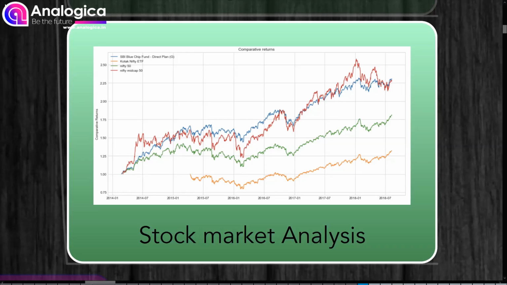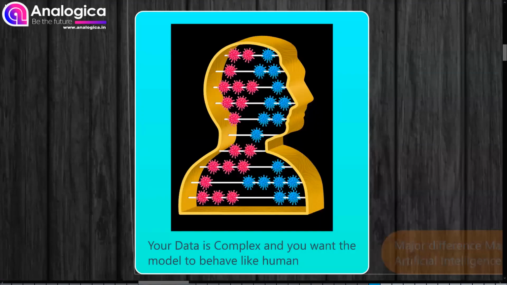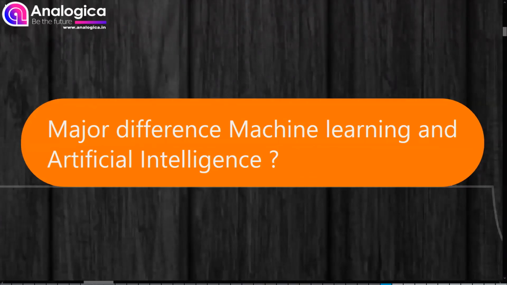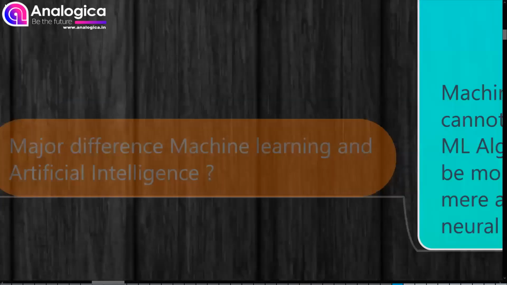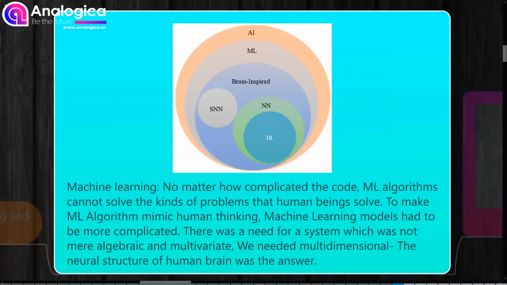But this is not all. There is another deeper set of problems wherein your data is complex and you want the model to behave more like a human. So at this point of time, I think we should understand the major difference between machine learning and artificial intelligence. No matter how complicated the code, machine learning algorithms cannot solve the kinds of problems that human beings can solve. To make a machine learning algorithm mimic human thinking, machine learning models have to be more complicated. And of course, a system is needed which is not just merely algebraic and multivariate. The requirement is for multidimensional systems.